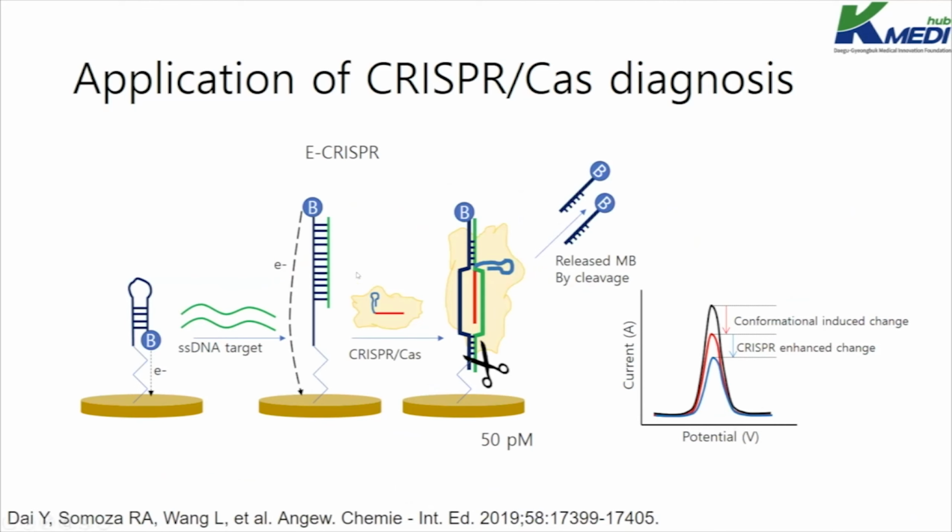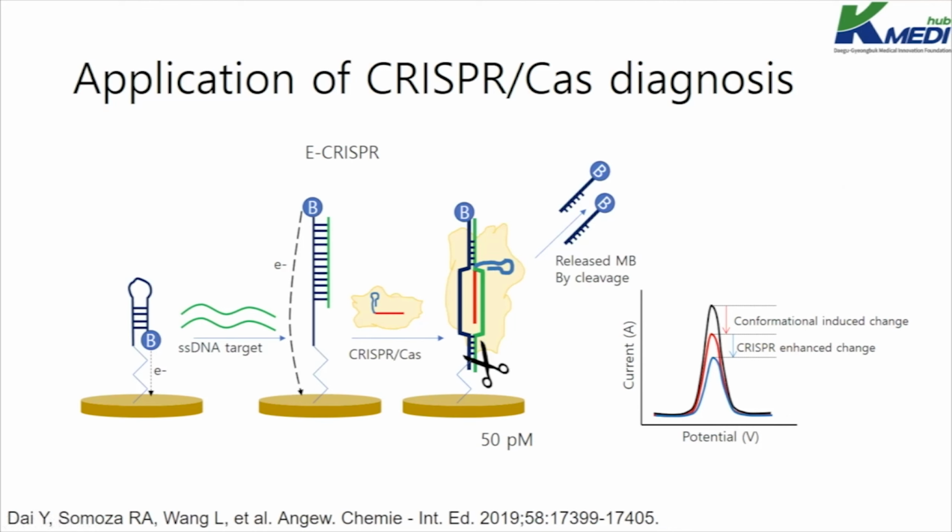And the next one is the electrochemical CRISPR sensor. The authors named it the E-CRISPR sensor. In this E-CRISPR sensor, a single-stranded probe is used, and this single-stranded probe is modified with methylene blue and is immobilized on this gold surface.